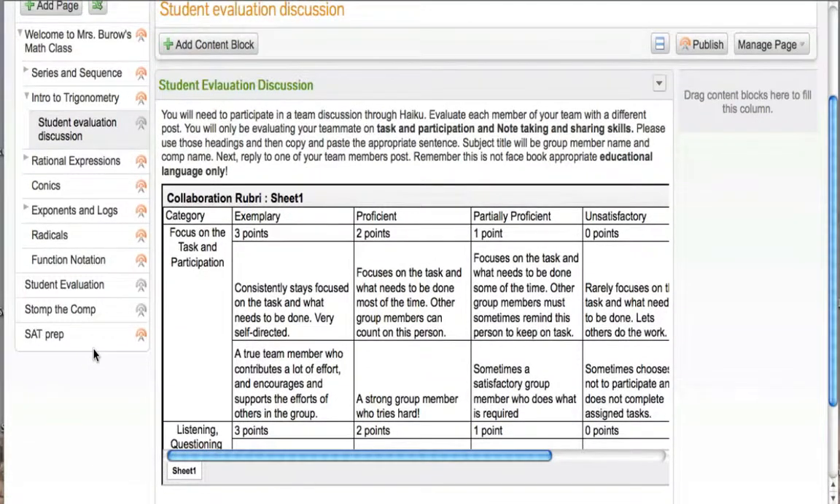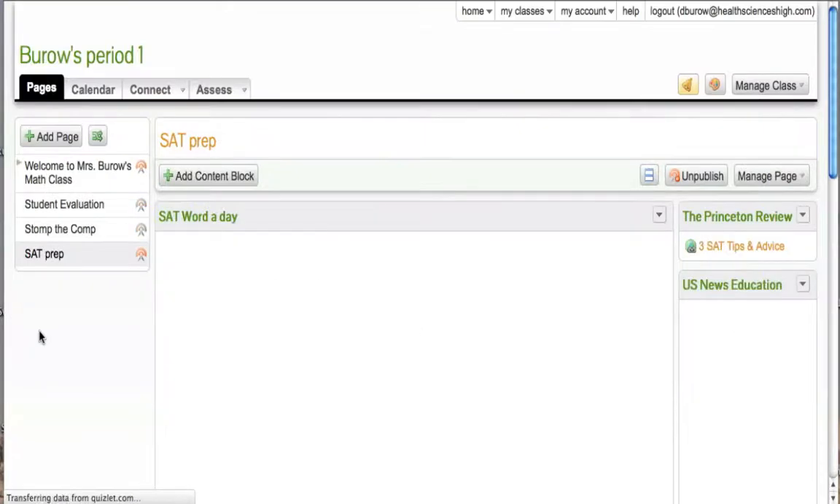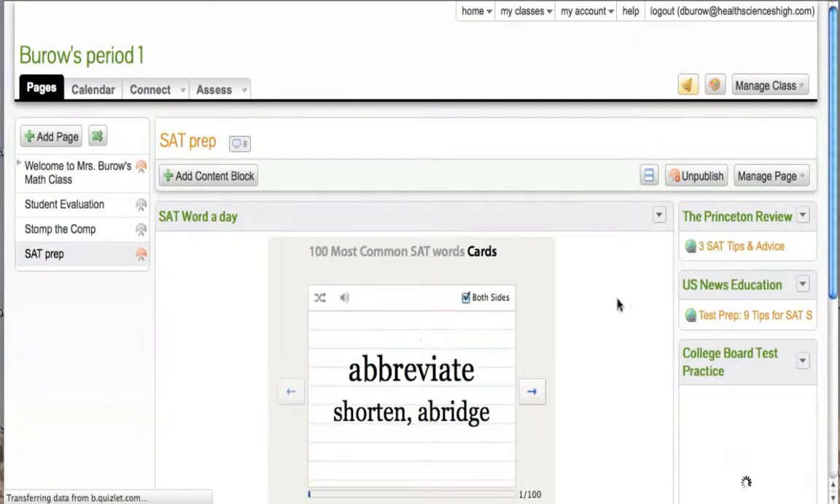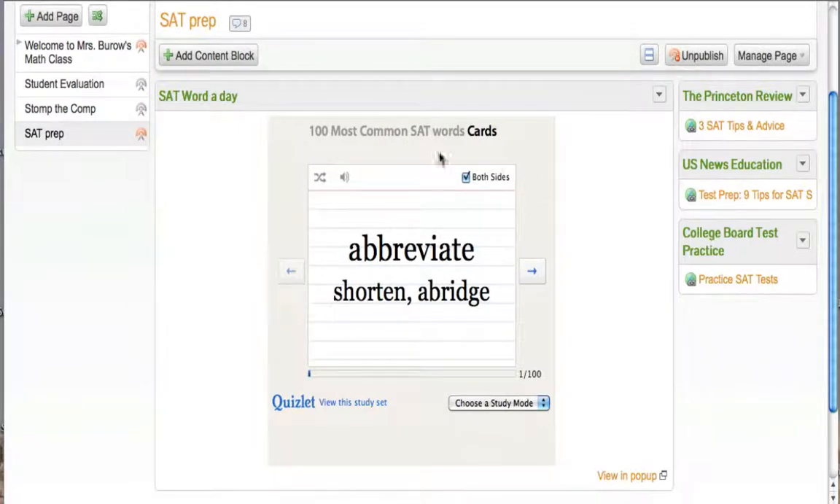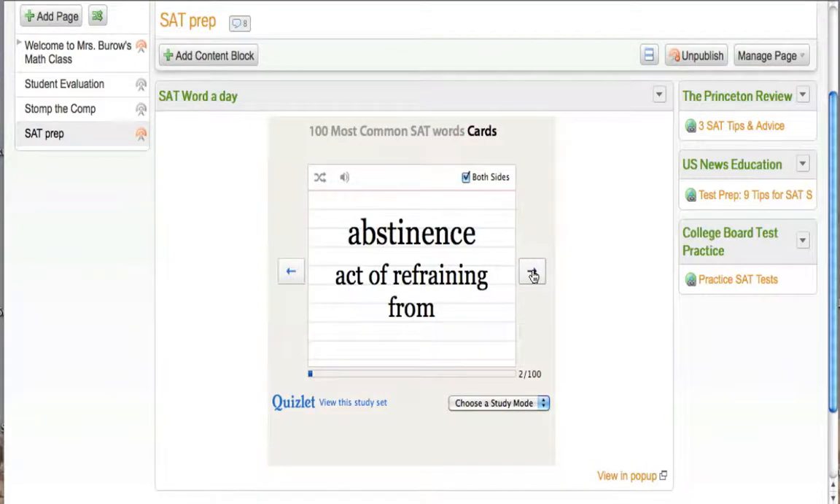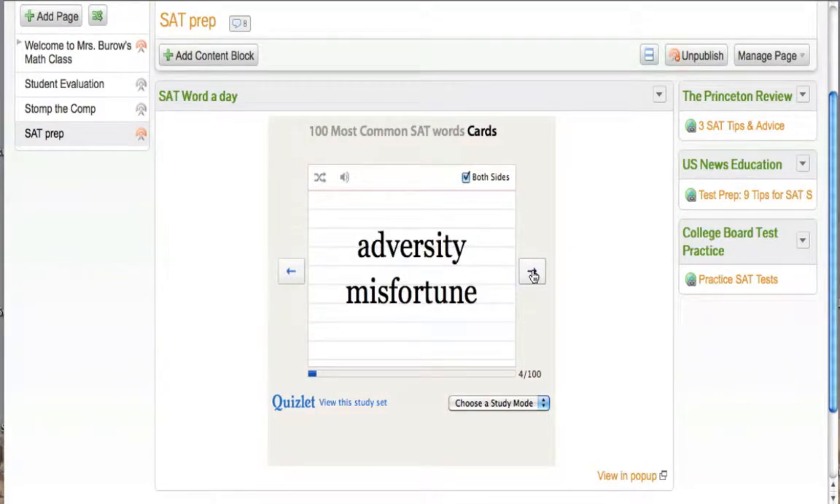The other thing I've added is an SAT prep, because this is a junior class. This is something new for me. And so I have a Quizlet that goes through 100 of the most common SAT words. And you can just go through them as fast as you want, as slow as you want. You can click on this and it'll say it to you. You can scramble them. And then they have different modes.